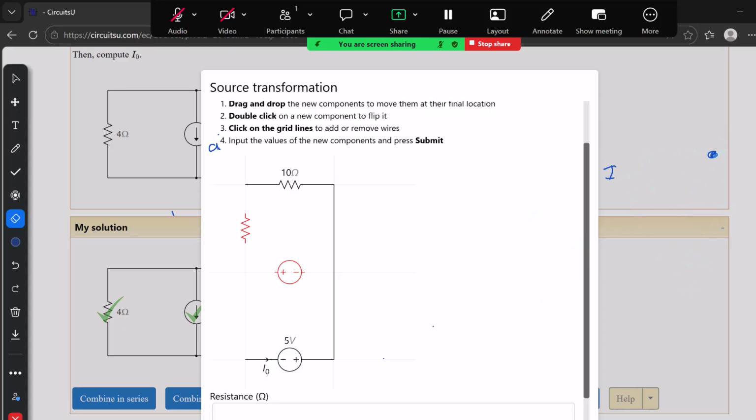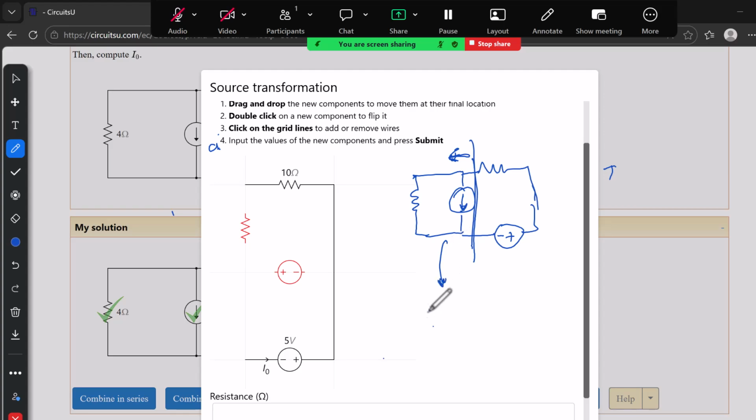Let me just redraw it a little bit easier for you. So remember, we had the 4 ohms here, then the current source, then our voltage source, then our resistor, and then notice that we have grabbed this chunk, and this is what is going on here. The rest of the devices should be something like this when we do our transformation.